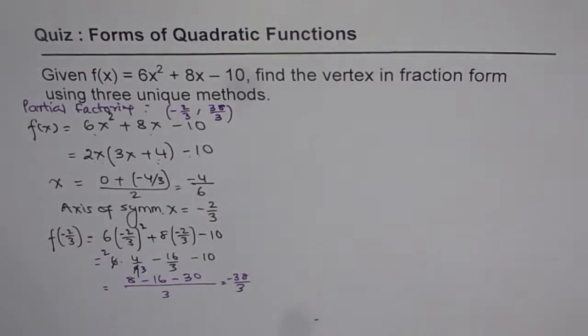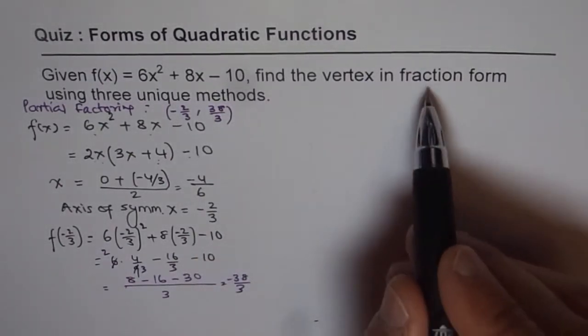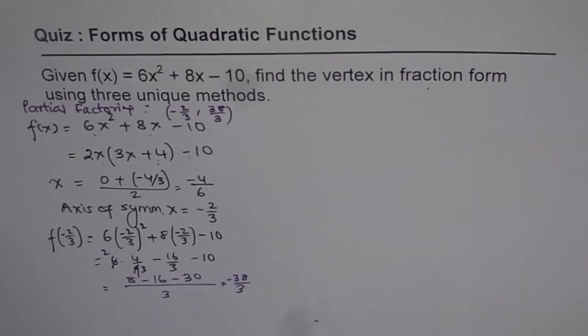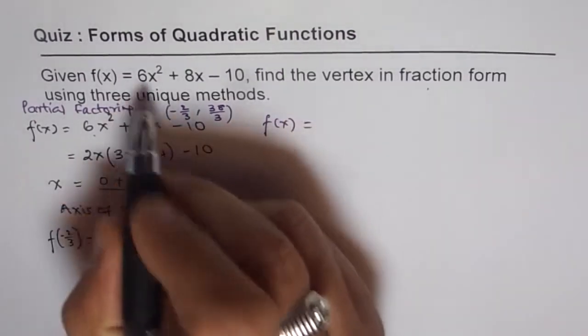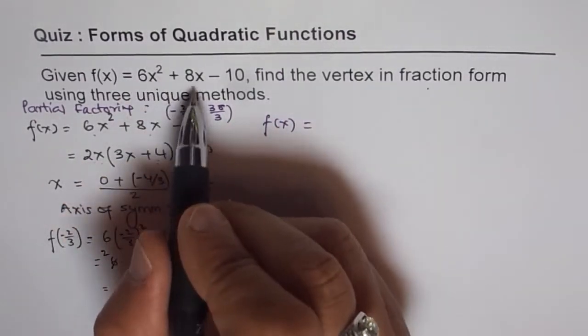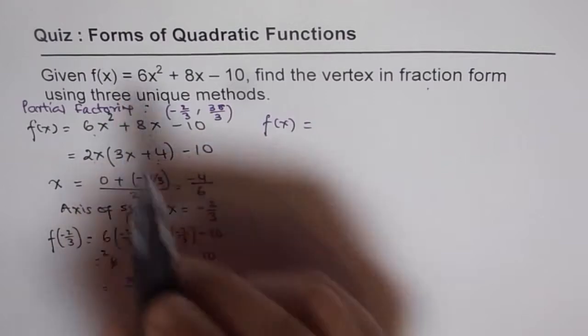Right? And you don't have to write decimals. It's very clearly written in fraction form. Now of course the second method is completing the squares, so we can do completing the squares now, which is f of x equals to, so we'll again work with these two. So we'll take 6 common, right?